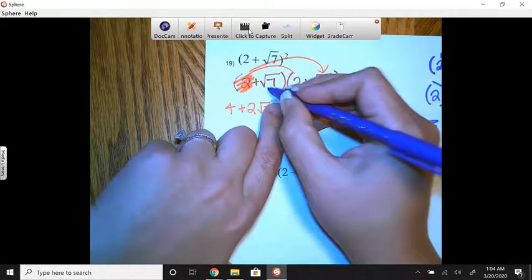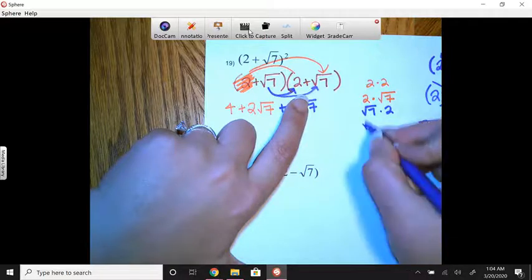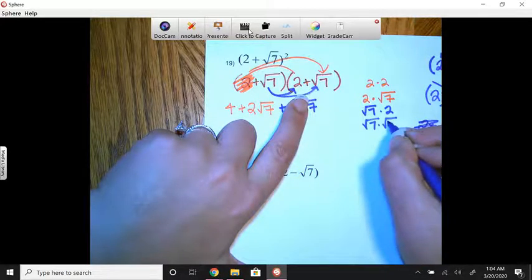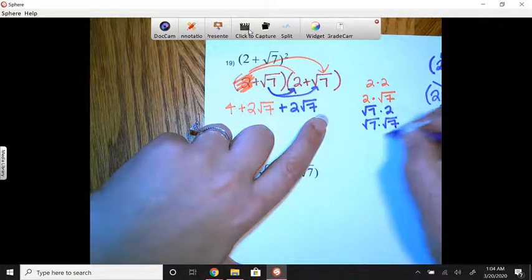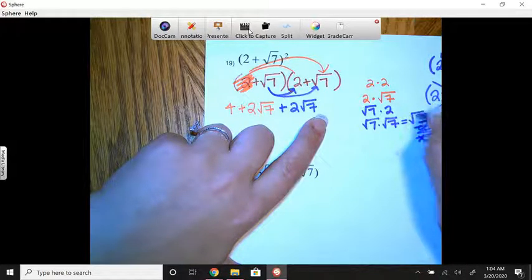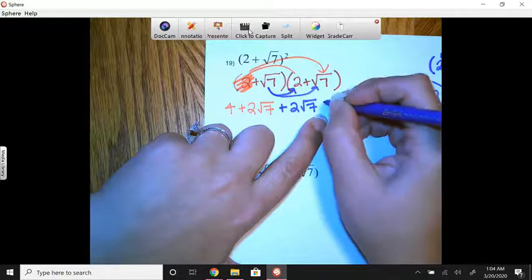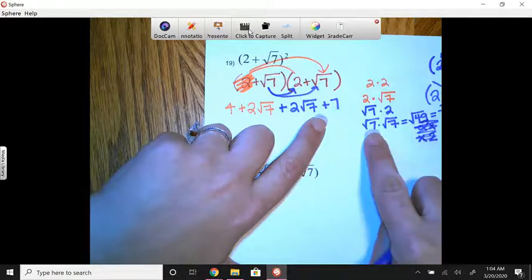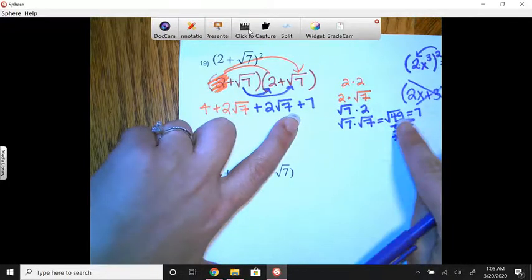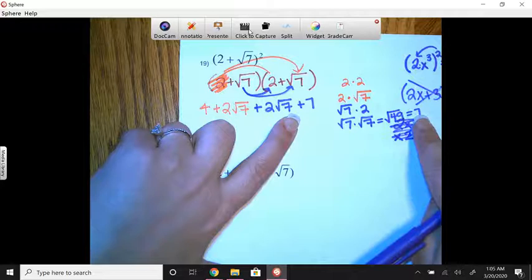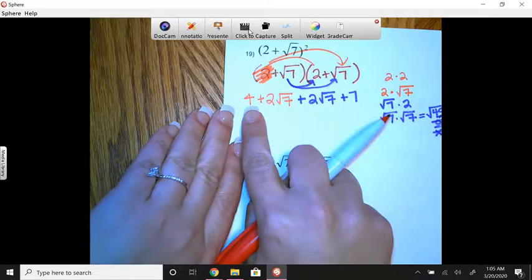All right. Then lastly, we have the square root of 7 times the square root of 7, which is the square root of 49, which is 7. So this would make a positive 7. So square root of 7 times square root of 7 is the square root of 49, which, what times itself is 49? 7. So now the multiplication is done.